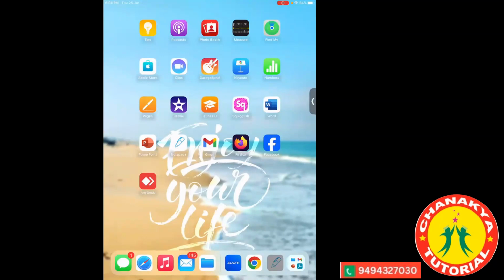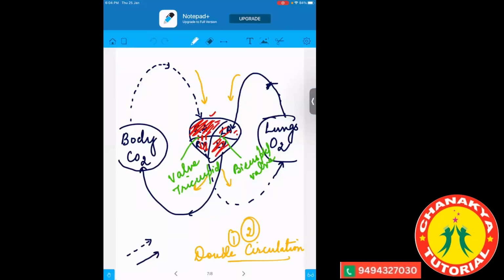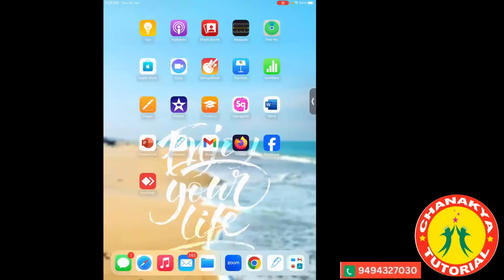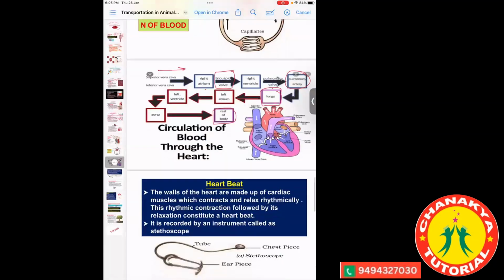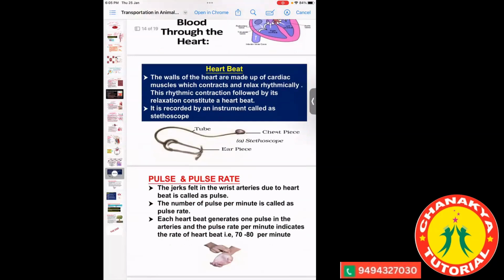So the same thing, whatever we have discussed, in flowchart form: from the body to the right auricle, right ventricle through the tricuspid valve, from the right ventricle to the lungs. Now in the lungs, it becomes oxygenated, and from there it enters the left auricle, then the left ventricle, then again to the body. Like this, twice the blood is moving out of the heart. That is why it is called double circulation.